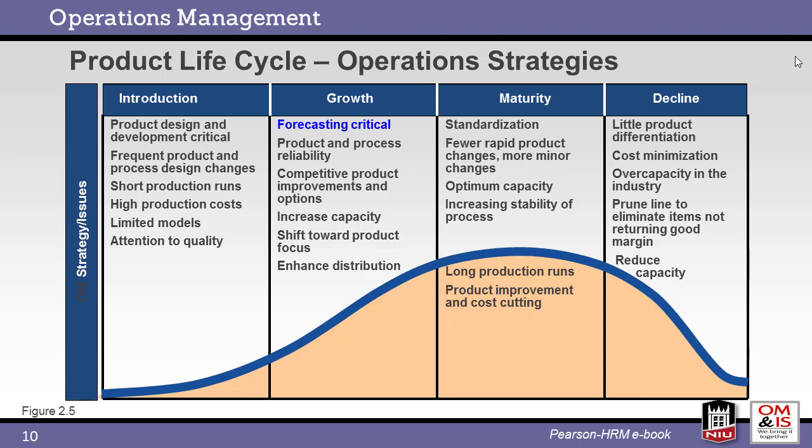As the product matures, forecasts are key. Improvements are made to enhance the product and the production process. Distribution channels are also optimized. With product maturity, things stabilize with a focus on cost control and incremental improvement. Finally, when the product is in decline, further cost control is established as capacity is reduced with the cancellation of poorly performing products.